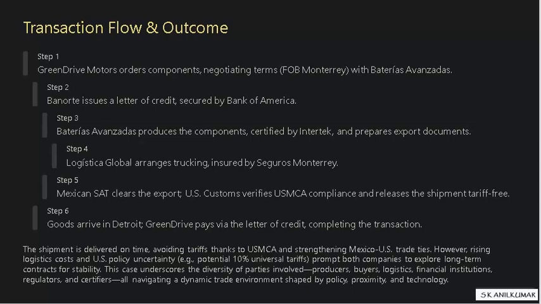The Mexican SAT clears the goods. US Customs verifies the USMCA compliance and releases a shipment. The goods arrive in Detroit. GreenDrive pays via the letter of credit, completing the transaction using the Bank of America channels. So this is how in an international trade multiple parties come together for the various management of the risk and ensuring the goods are moving as expected so that the payment will come on time.